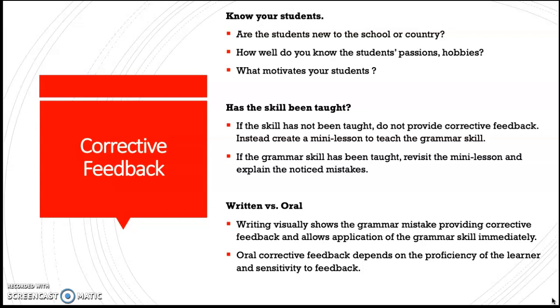Corrective feedback in writing can occur then and there. For writing, the student can see the error, the teacher explains the error, and the student can then correct the error. For oral corrective feedback, it's a little bit more tricky. We don't want to be continuously pointing out all of the errors when students speak. This will backfire and most likely cause the student's motivation to slow down or stop altogether.